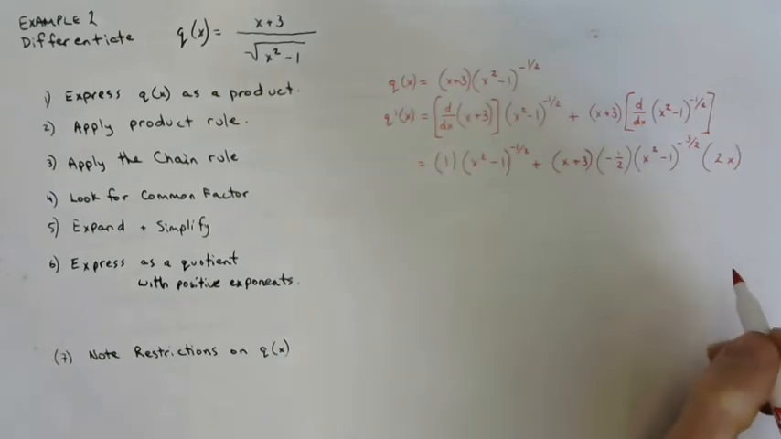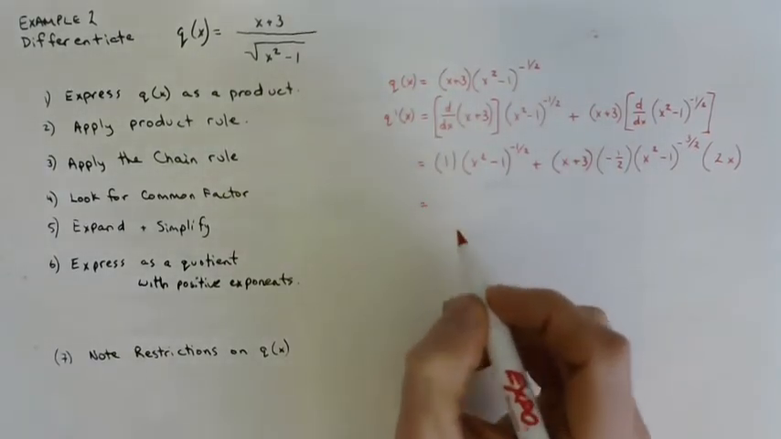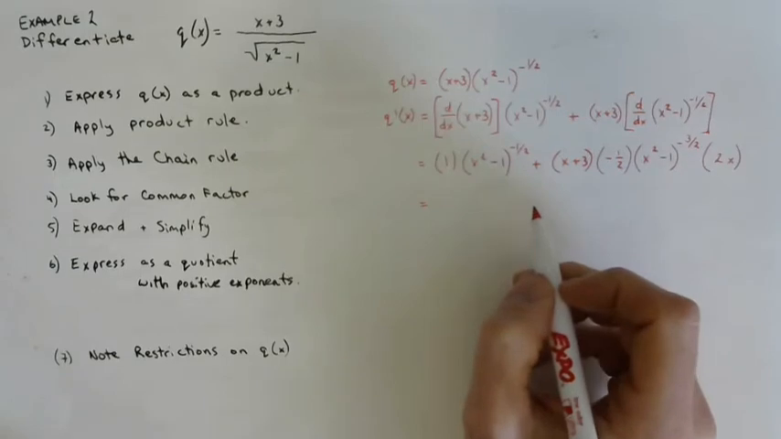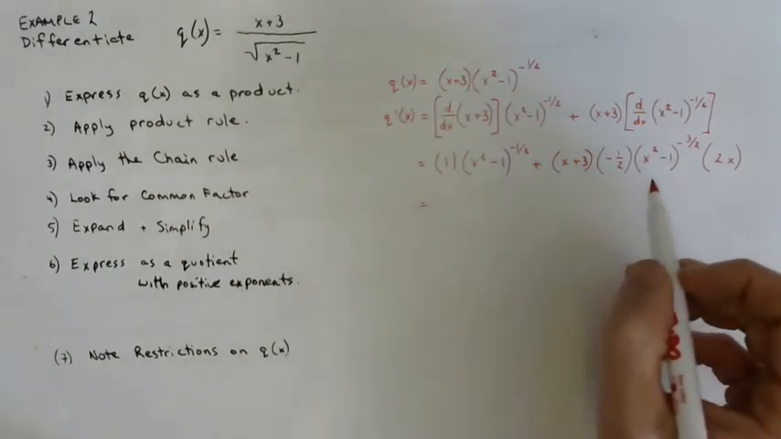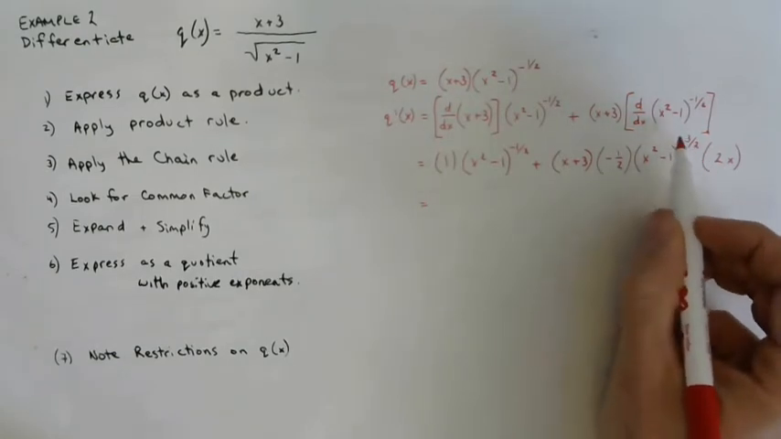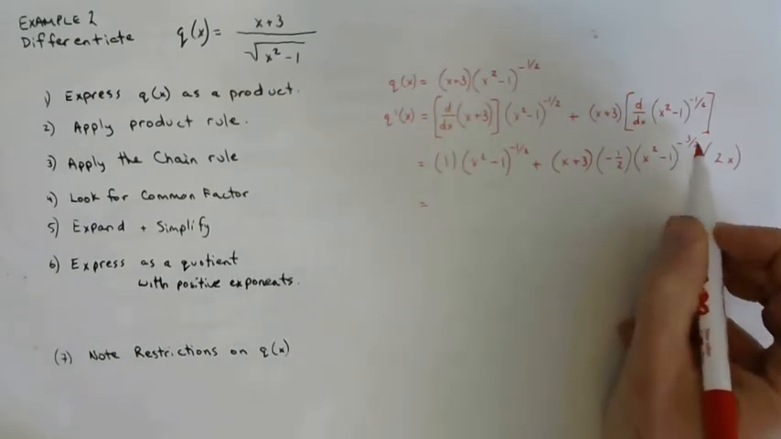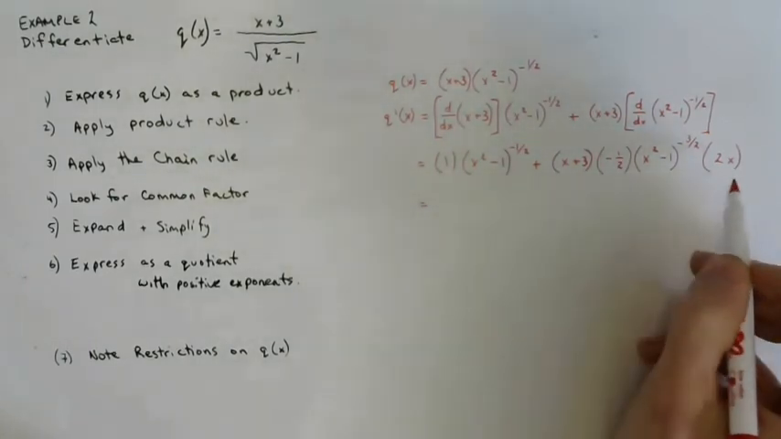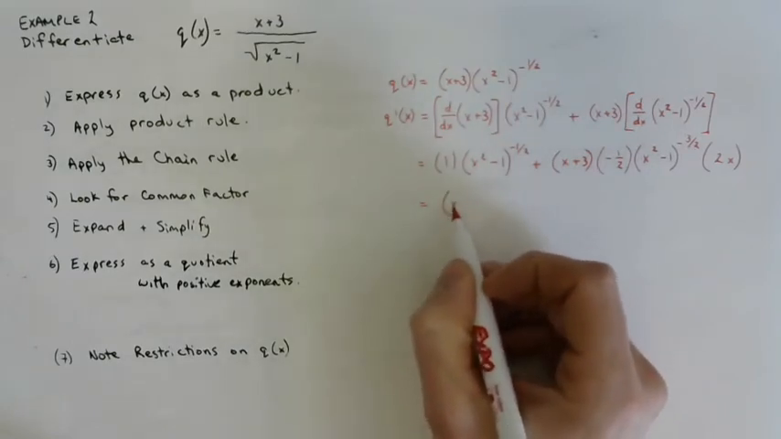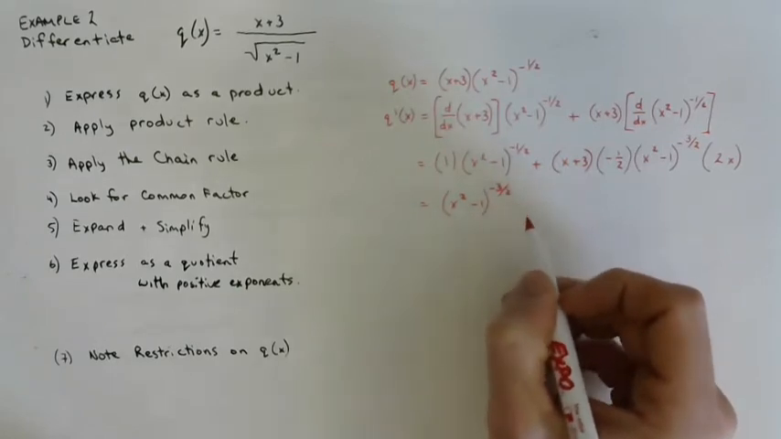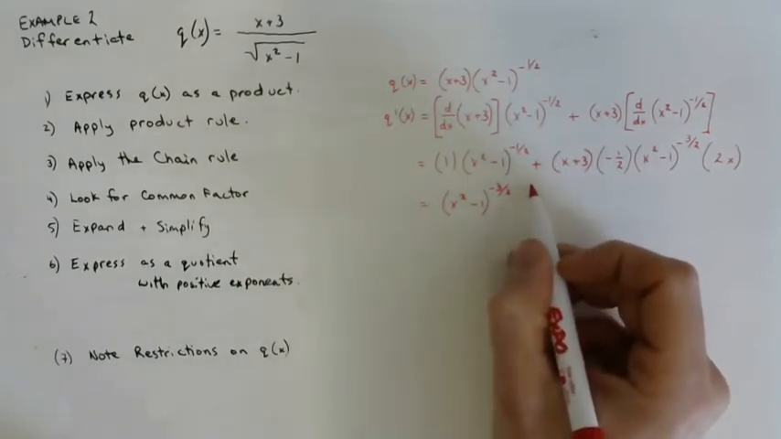All right, there's product rule and chain rule taken care of. Now we are looking for a common factor, which is going to be x squared minus 1 to the power of negative 3/2. There's no numerical common factor because we just have a 1 here. Okay, so we're pulling out x squared minus 1 to the power of negative 3/2. What does that leave us with?